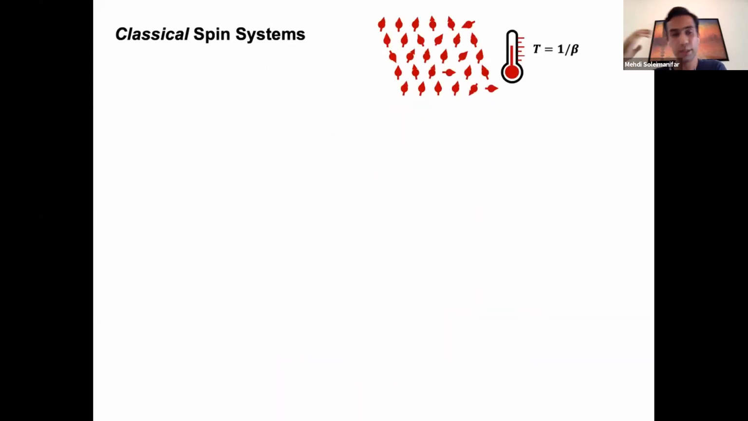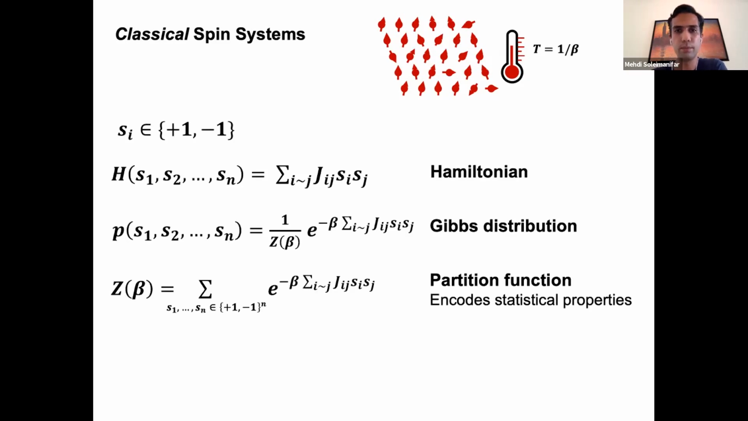Before giving you more details about what quantum systems are, let me begin with classical spin systems, which is something probably most people are familiar with. So here we have a graph, and we assign binary plus or minus 1 variables to the vertices of the graph. And then for an overall configuration of these spins, there is a cost associated with it. In physics, we call this cost function the Hamiltonian. And the specific cost of one of these configurations is called the energy of that spin configuration.